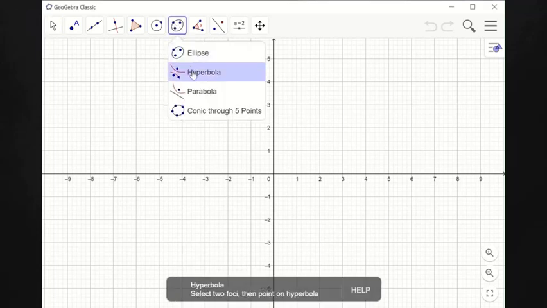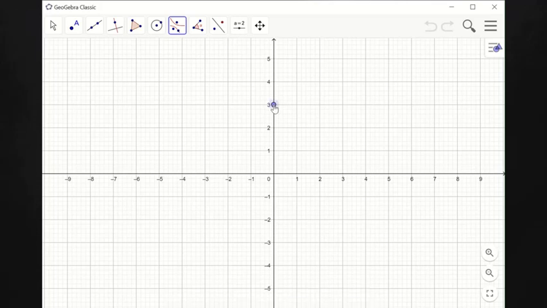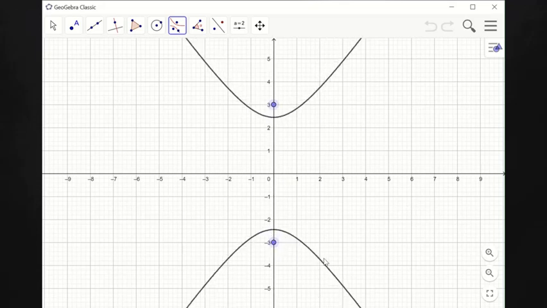So let us select hyperbola here and identify our foci at, let's say, 0, 3 and at 0, -3, and a point on our hyperbola, let's say this point.